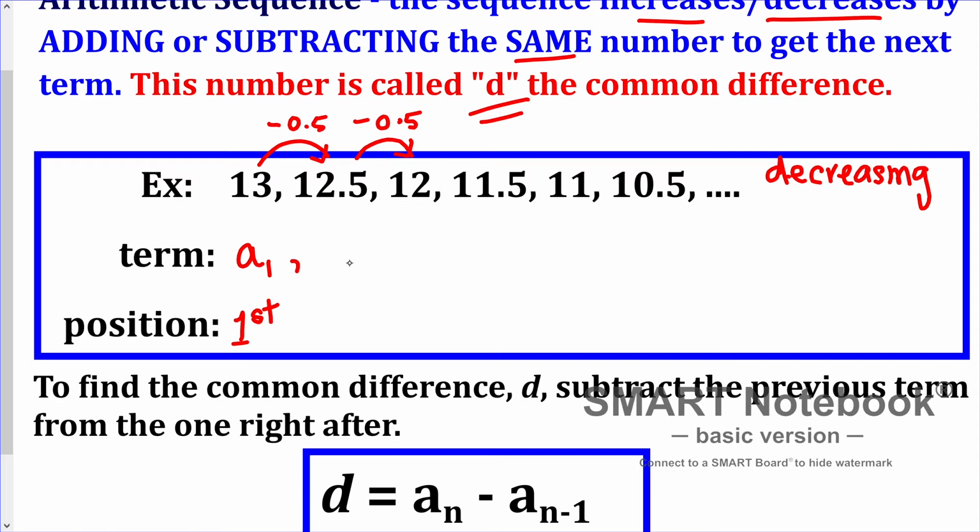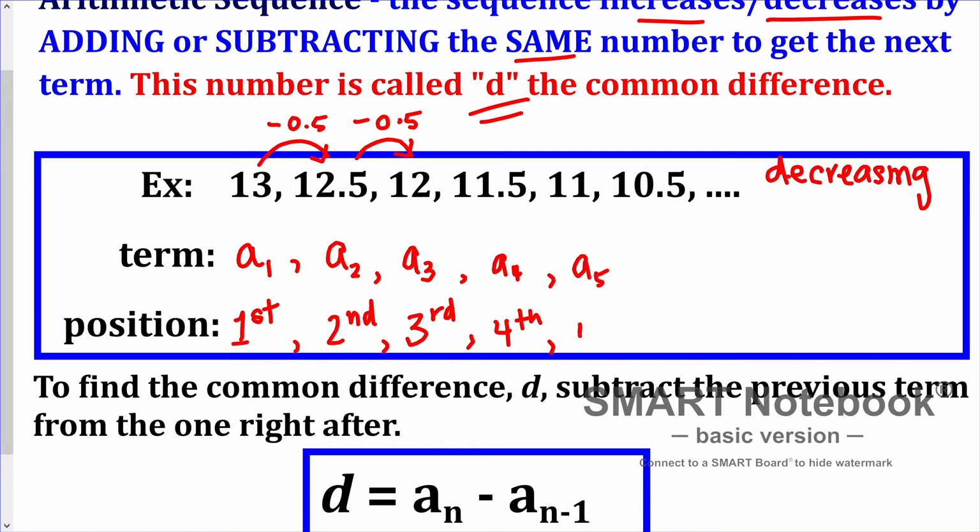So then the next one is going to be the A2 term, which is in the second position. So then A3 is the third. This is A4, which is the fourth one. 11 here is A5, which is the fifth term. 10.5 would be A6, which is the sixth term.